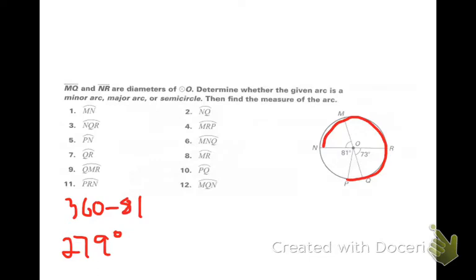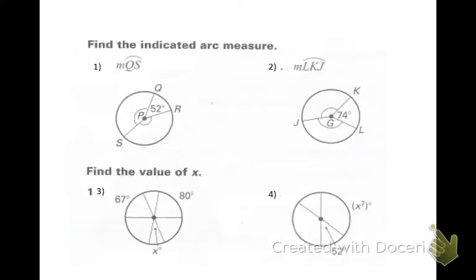We're not going to do 2 through 12. All right. Are there any questions on those that we just did? Everybody get the idea? All right. You're going to have to do that on the quiz. Okay, now find the indicated arc measure. So remember, these arcs mean that these segments, these arcs are congruent. Those angles are congruent.